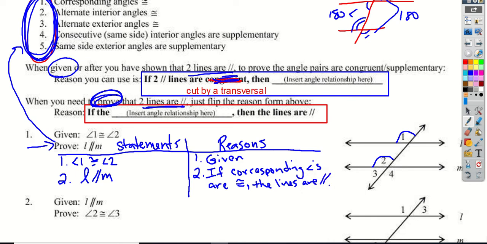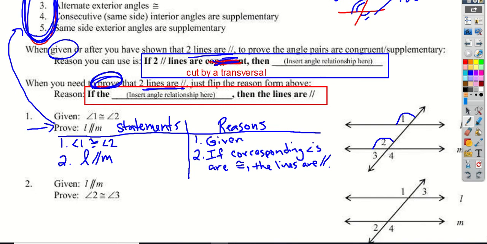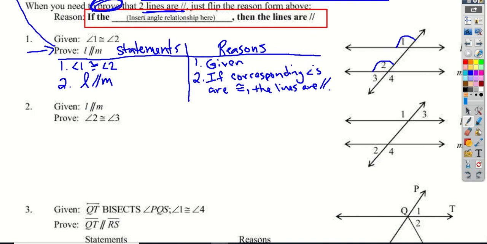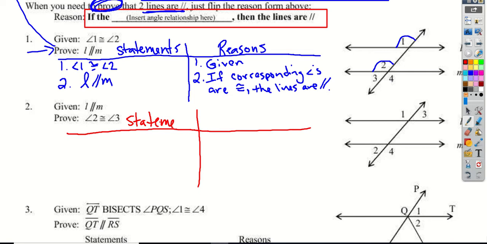All right. When I drop down to number 2, here we already know that the lines are parallel, so we want to show that one of these angle pairs is true. Once again, we're going to start off with our T-chart. Top left is statements, top right is reasons. We always fill in the givens first. So the first statement is the givens. It's right here. We're going to say L is parallel to M. And the reason, this is reason number 1, is going to be given.